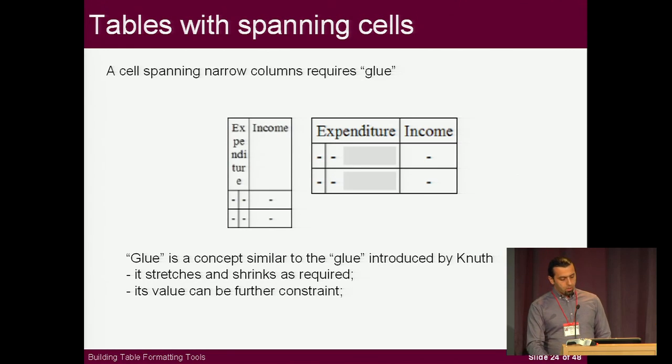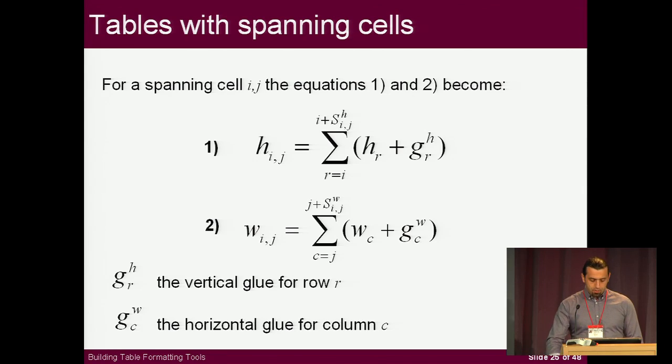We are introducing glue because it can be further constrained. We can say, look, I want to have the glue distributed equally, or some other constraints around the glue. You can probably see here it's slightly grayer, that extra space that's required to actually fit the text correctly. Therefore, the height and the width of the cell is the sum of the spanned cells plus the glue for each of the columns.